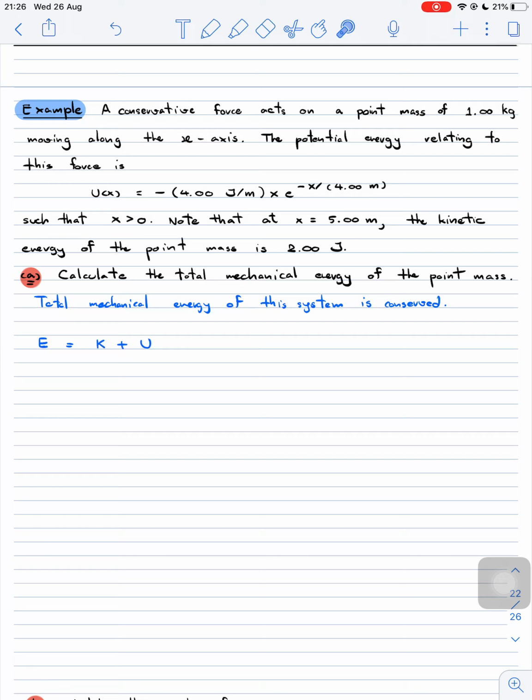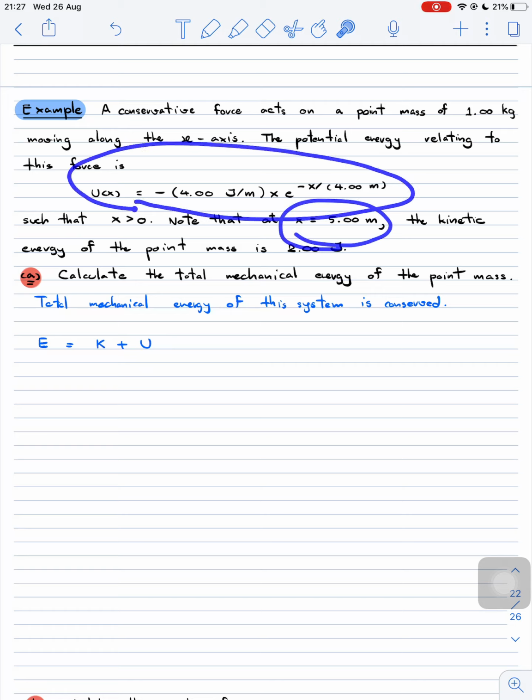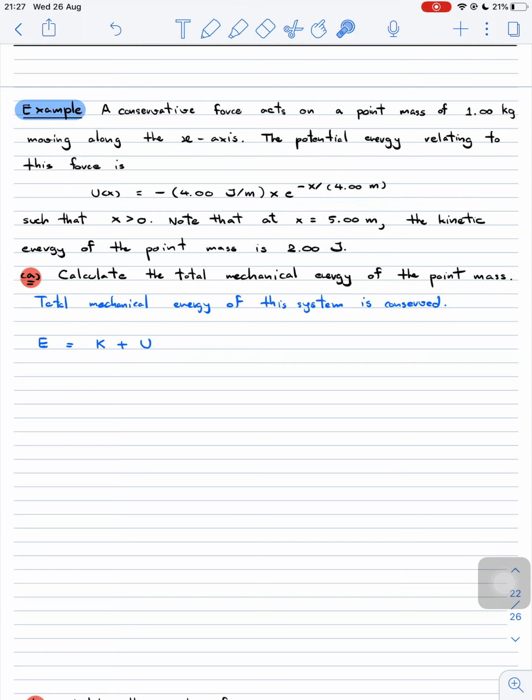So which information do we know? We know that when x equals 5 meters, the kinetic energy of this point mass equals 2 joules. So at 5 meters, K equals 2 joules. So how can we find U? We can just plug x equal to 5 meters into this equation, and then we get the potential energy of this point mass at this position.